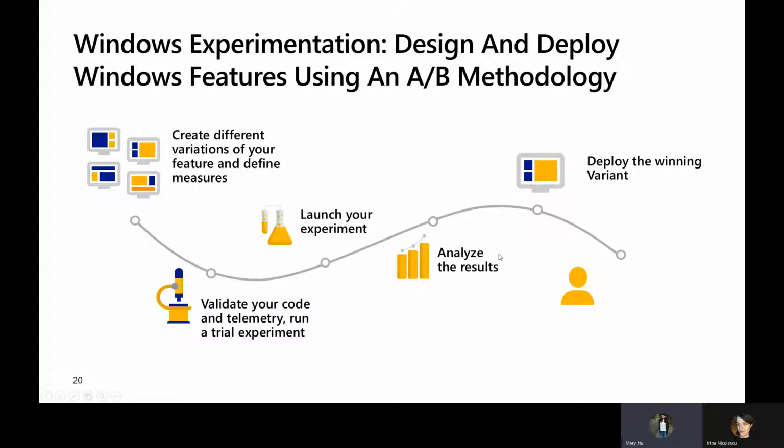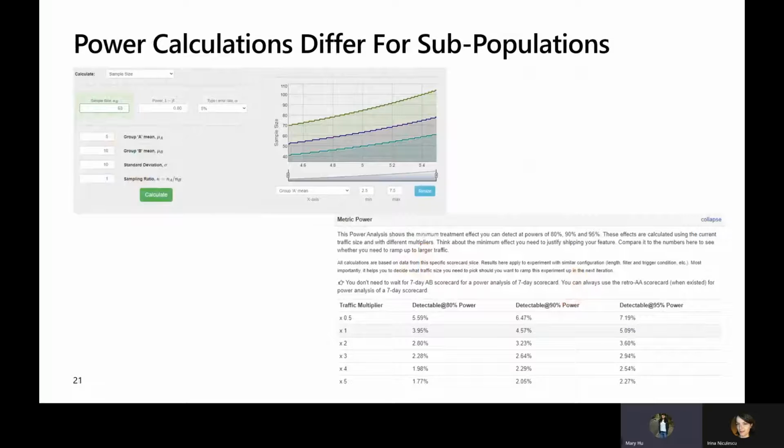So how does the learning we got from this case study play a role in the Windows experimentation platform? Next, please. First, it impacts how we plan for an experiment. If you're familiar with how experimentation works, one of the prep steps before launching an experiment is to determine how big a population we need to target. We do that through power calculation.